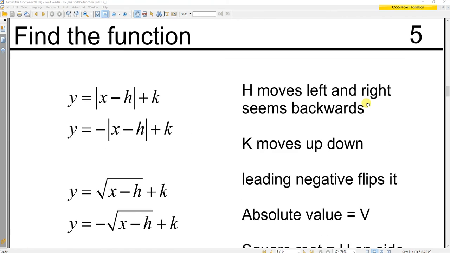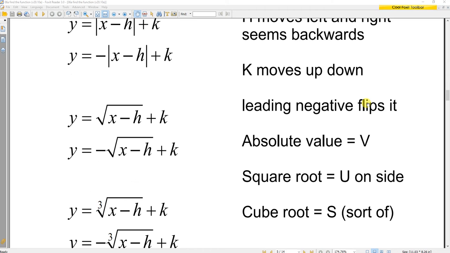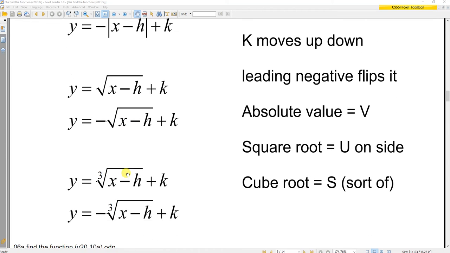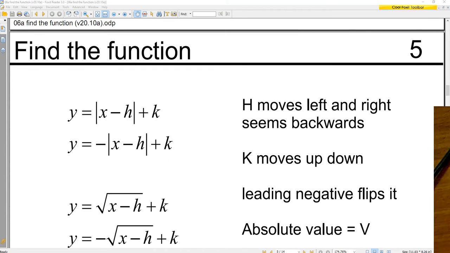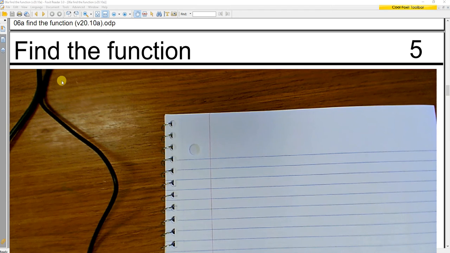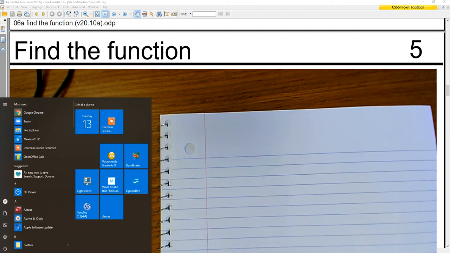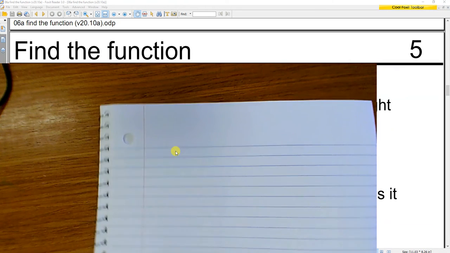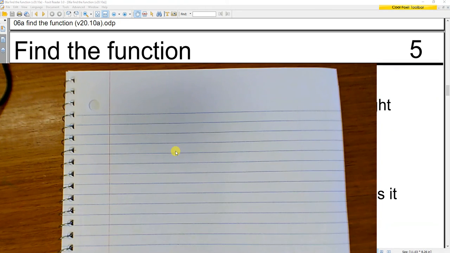So we have three functions that we know. We know the absolute value function, the square root function, and the cube root function. So we're going to start by getting those into our notes. All right, so in our notes, we'll start with our name and Find the Function.